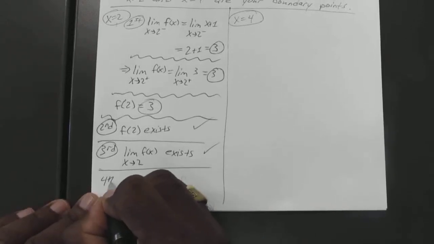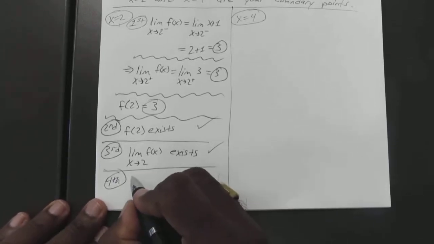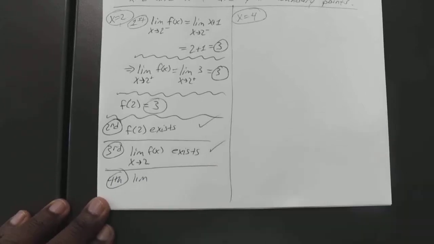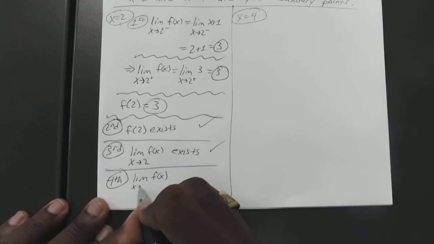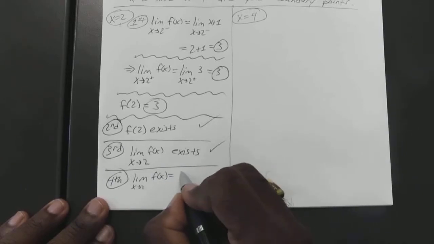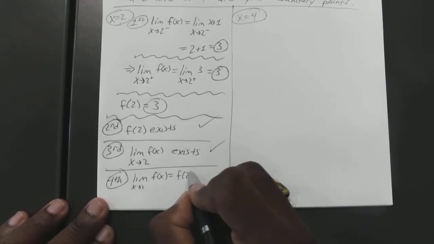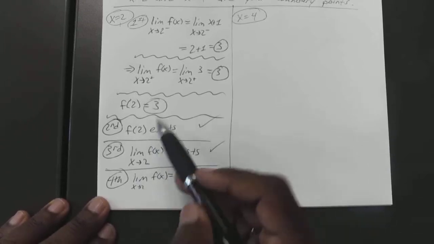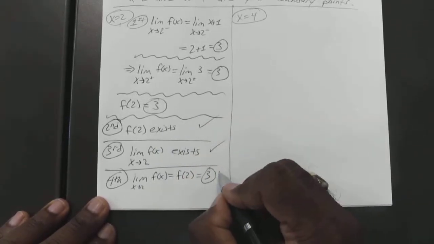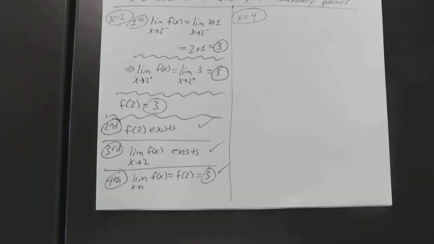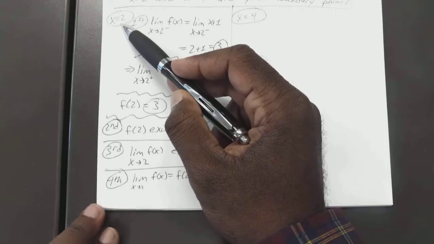So for the fourth step, the limit of f of x as x approaches 2 equals f of 2, which is true because they both equal 3. Okay, so that's true. So when all of them are met, we know that it's continuous at x equals 2.